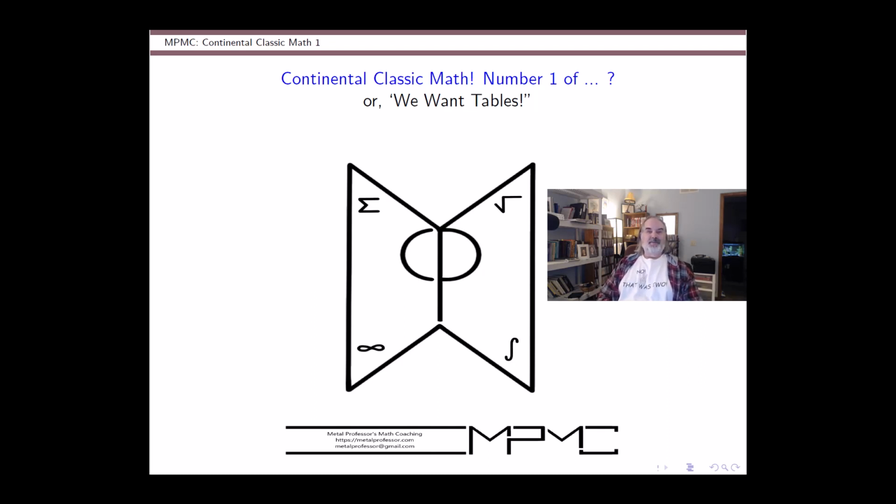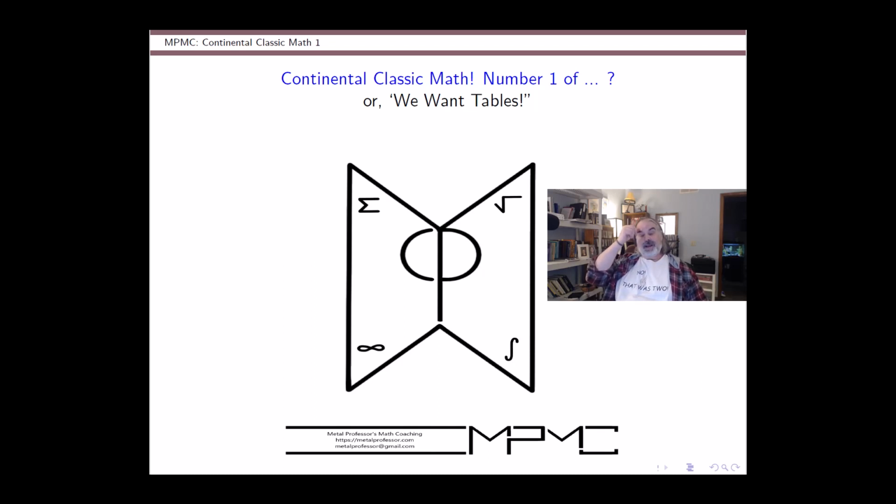So this is my first attempt at having a little bit of fun. If you like wrestling and you're curious about math, this is not going to be deep math. It's just going to be some easy counting principles, but we're going to have a little fun with it, I think. So I've called this We Want Tables because the graphic for the Continental Classic is a table.